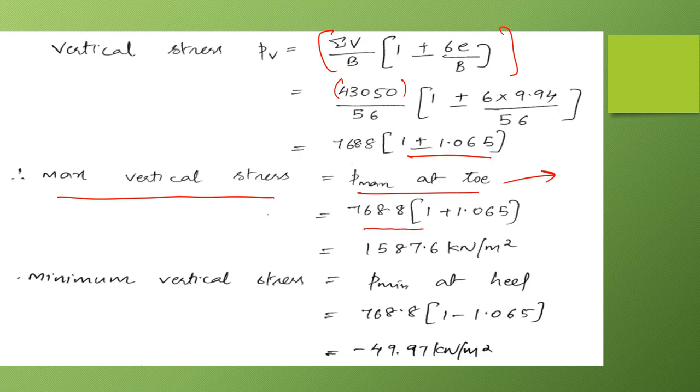So 768.8 into 1 plus 1.065. So you will get the value of maximum vertical stress at toe as 1587.6. Okay. Now minimum vertical stress will be at heel, that is P minimum at heel is obtained by this 1 minus 1.065 condition, and you will be getting the value as minus 49.97 kilonewton per meter square.